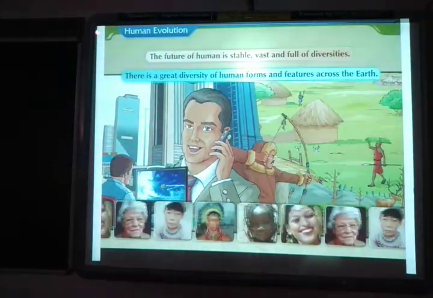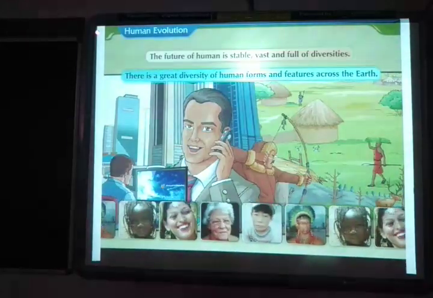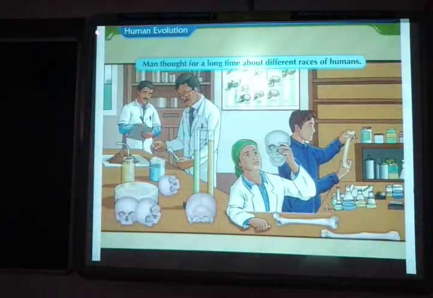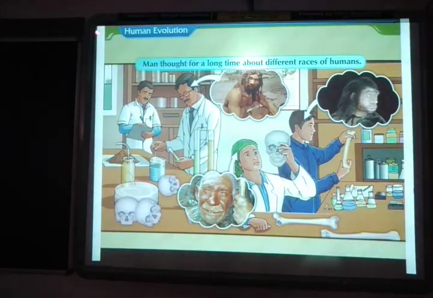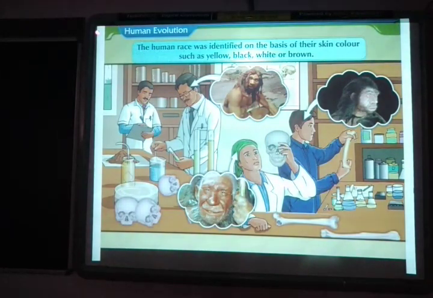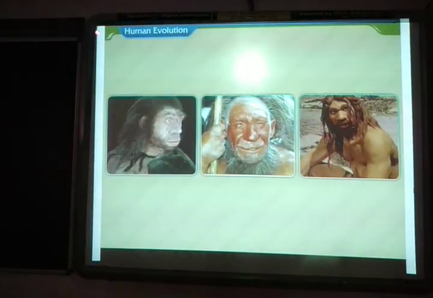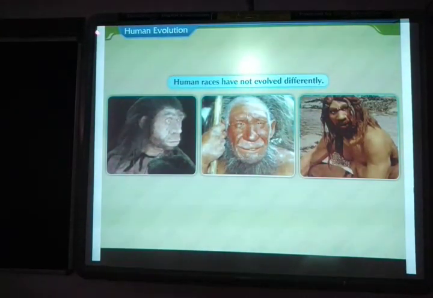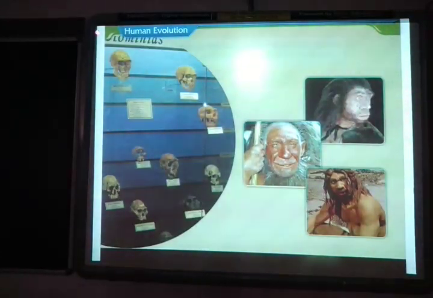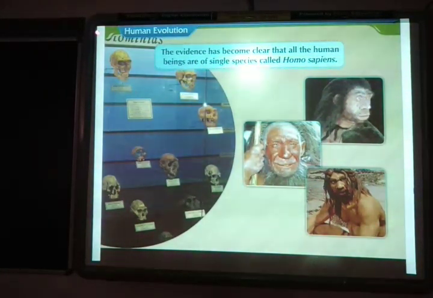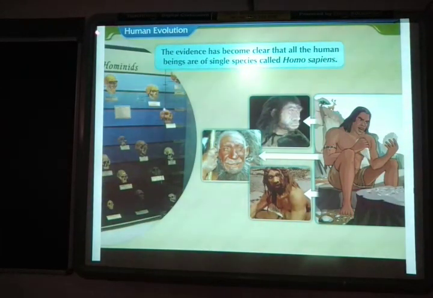There is a great diversity of human forms and features across the earth. Man thought for a long time about different races of humans. The human race was identified in the commonest way by their skin color, such as yellow, black, white, or brown. It is now known that the human races have not evolved differently. In recent years, the evidence has become very clear that all human beings are of a single species called Homo sapiens.